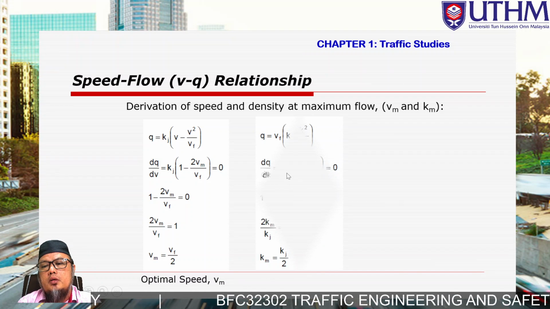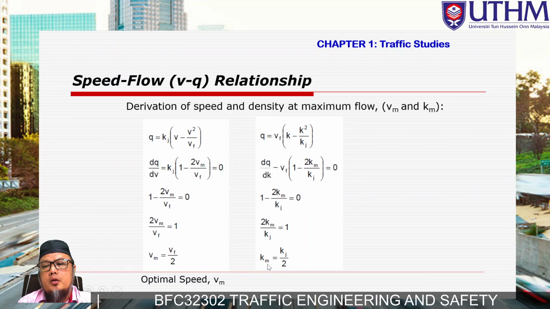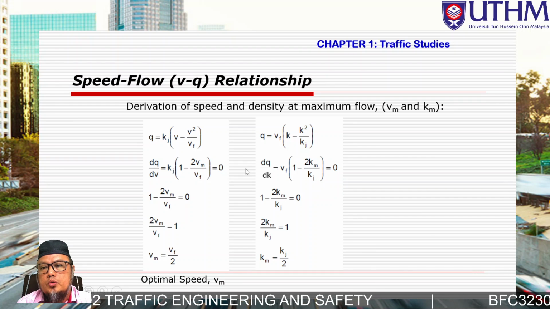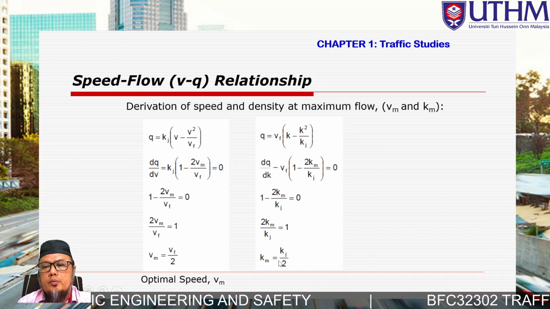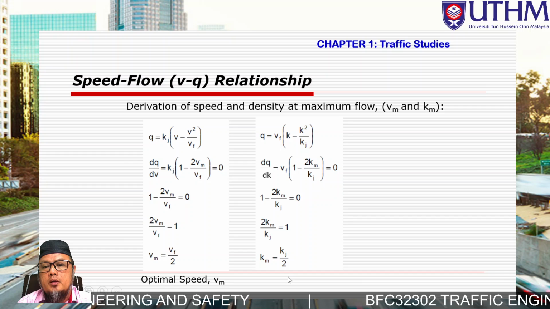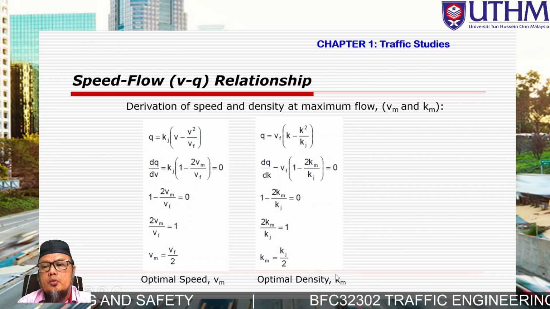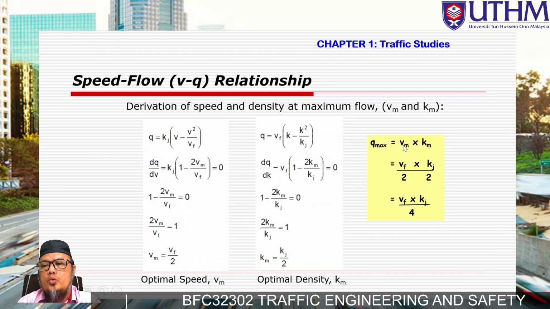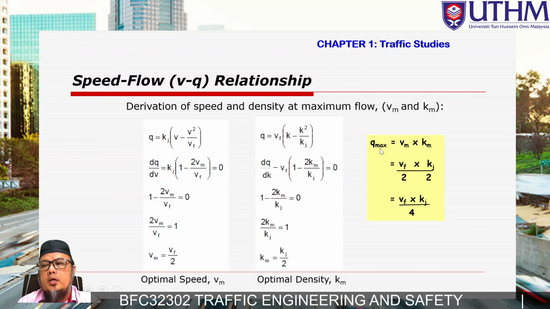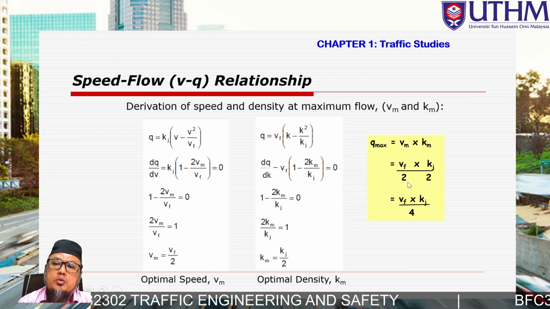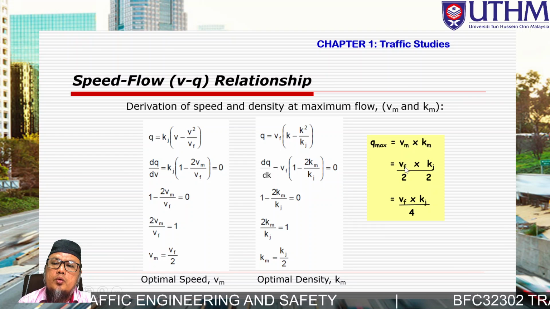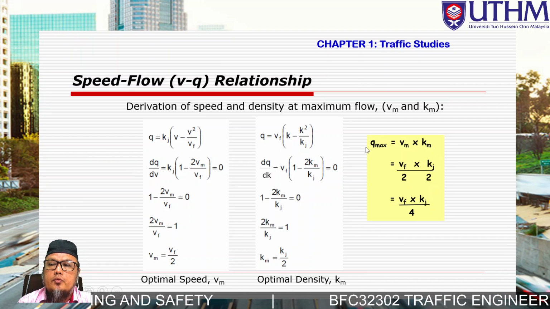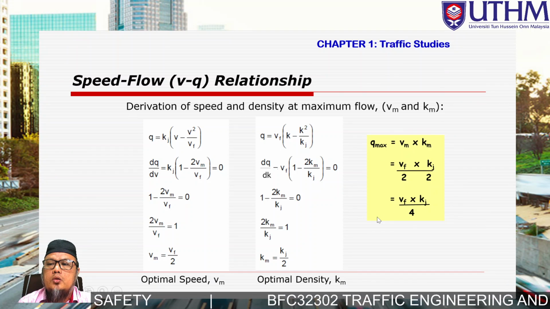A similar method is used to determine the optimum density. From here we just substitute the K to represent the equations. So we do the operation for the differential equations. Now we obtain Kj over two to represent Km, which means density for optimum or maximum. So from there we can determine Q max, which is still Vk, which is Vm now, Km now, to represent Q maximum. Or we can also use the other option, which is Vf multiplied by Kj over two. This also gives a similar value. So now we have two formulas, this one, the first one, or this one. You can use either one.